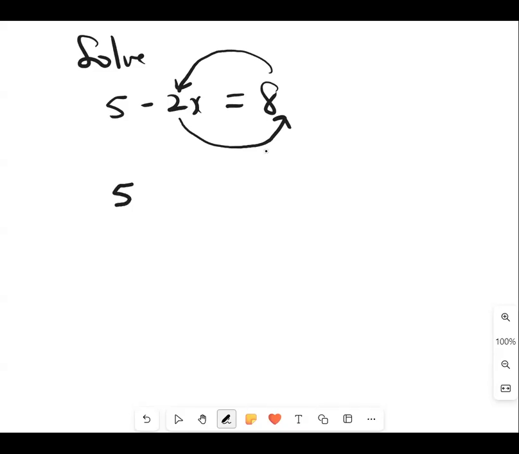You have 5 minus 8 equals positive 2x, right? Because negative changes to a positive, right? So there's a plus sign here, even though you don't see it. So when you take it over, you get negative. The minus sign, well, you can see that. When you take it over, it becomes a plus. Right? You don't write a plus here. Good. So now you have negative 3 equal to 2x.